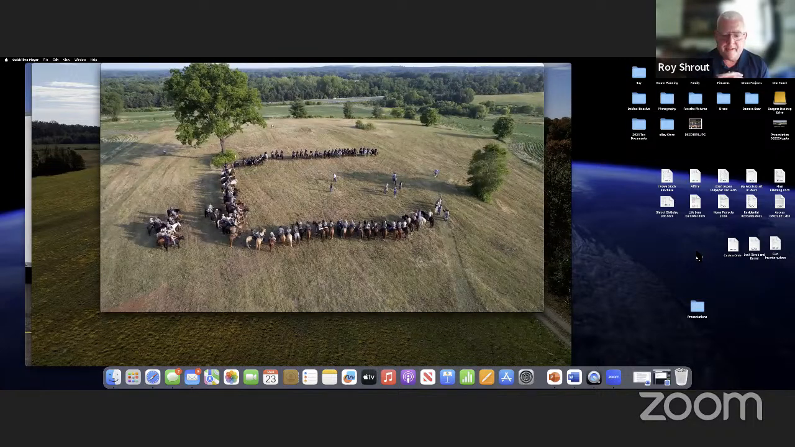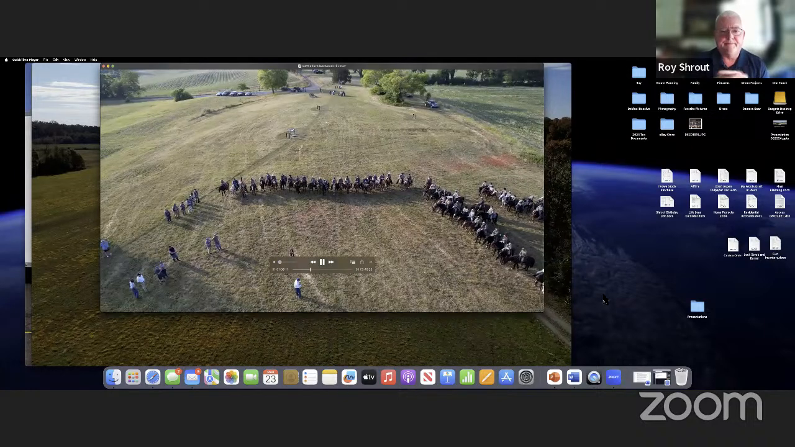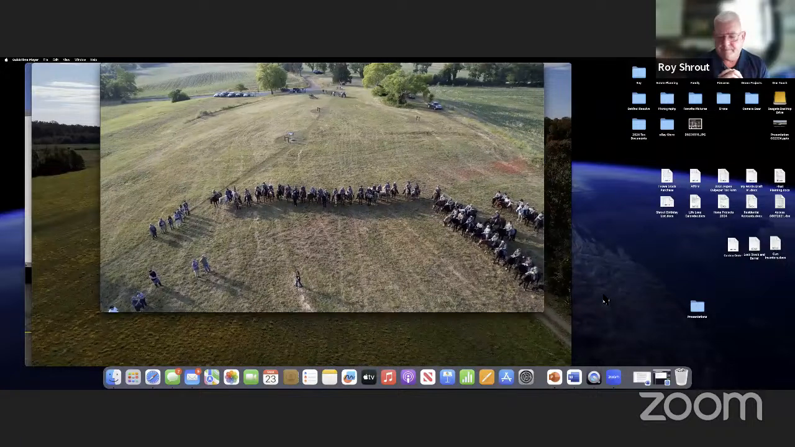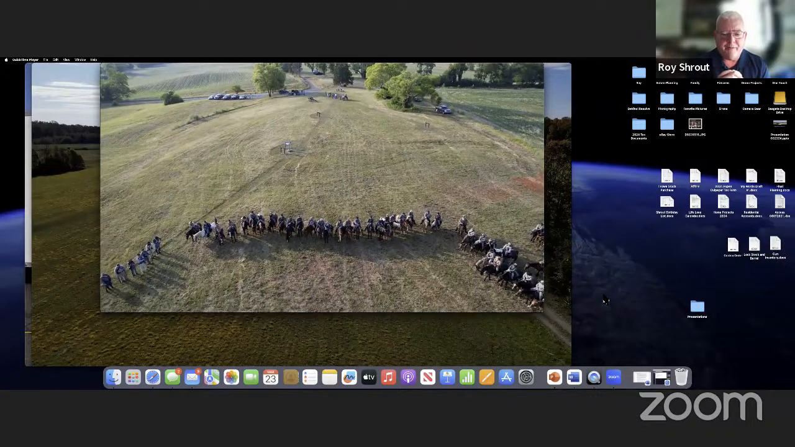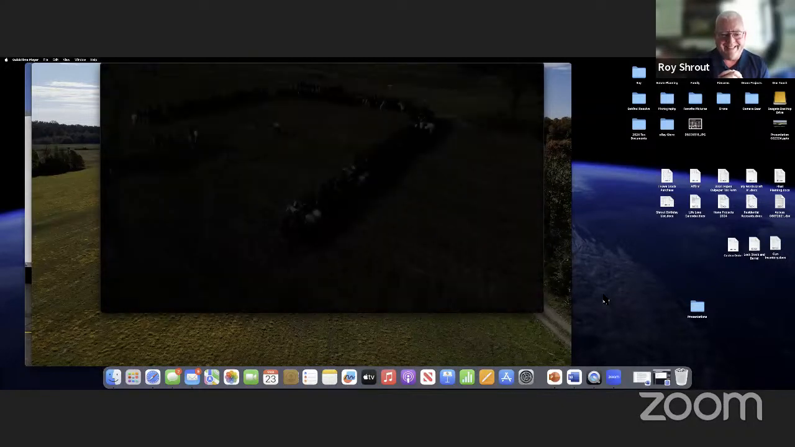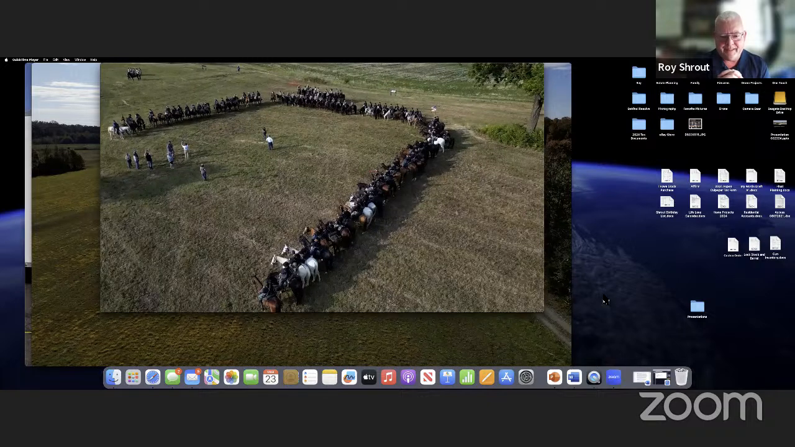So, Roy, it's a little loud, I'm sorry. Go ahead. Were the horses ever freaked out by the drone or not? I started getting low on one of them, and yes, so I had to back off. I mean, I'm probably right at 50, 60 feet.